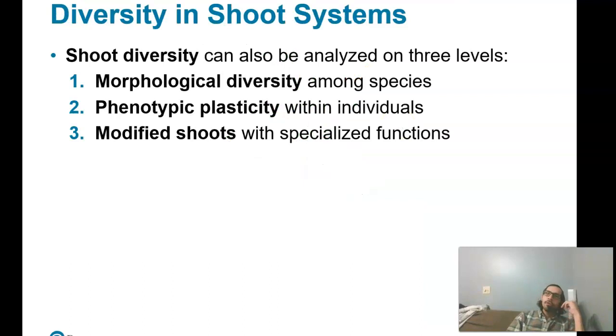So there's also diversity in the shoot systems, just like there was in the root systems. And similarly, it can also be analyzed on three levels. So we have the morphological diversity that exists among the species. There's a phenotypic plasticity within individuals. So remember, phenotypic plasticity is the changes that a plant can make in response to changes in the environment. Then there's the modified shoots. So these are modified shoots with specialized functions.